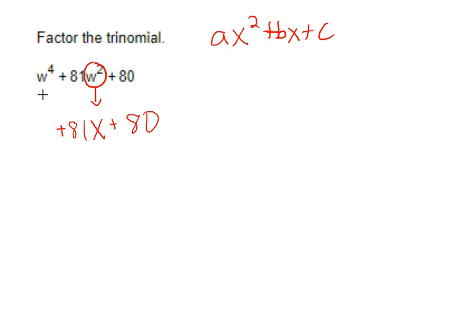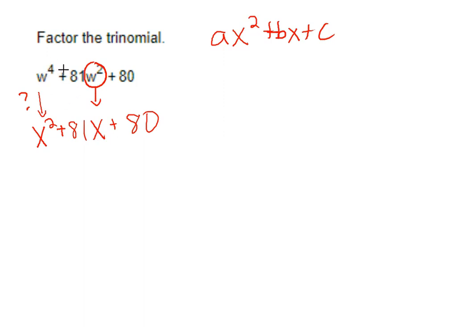The million-dollar question here is, if I make this choice to replace w squared with x, is it okay? Is it okay for w to the 4th power to be replaced by x squared? Because if that's okay, then I'm in business. I can factor this. If that's not okay, then I'm not going to know how to factor it. So we want to double check here if that's going to be okay.